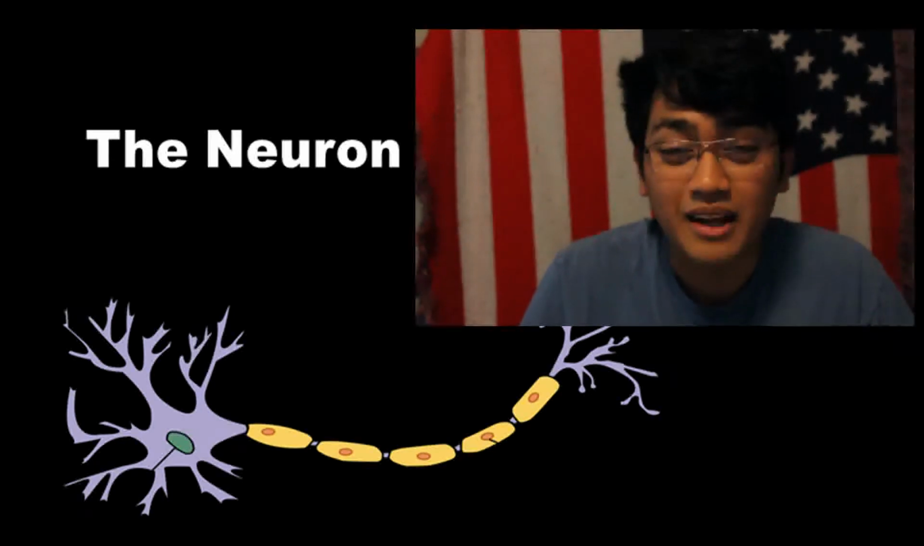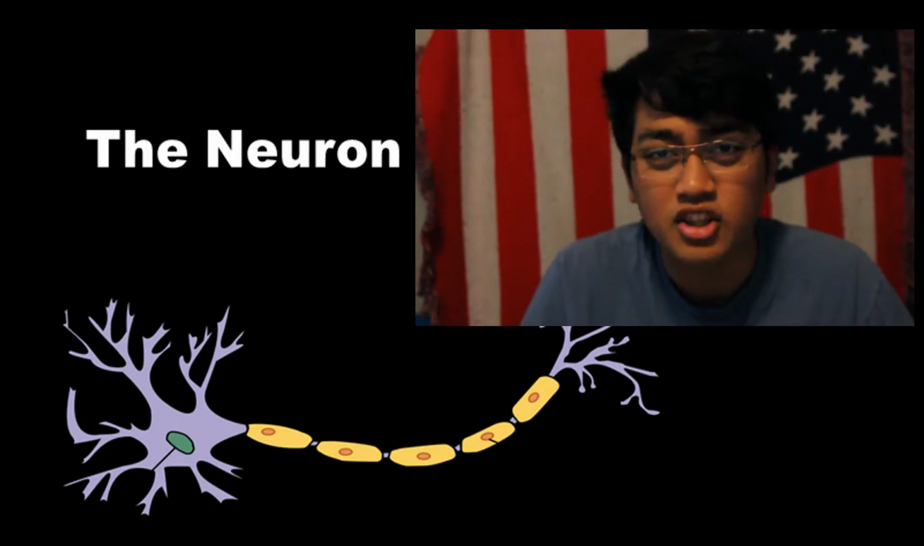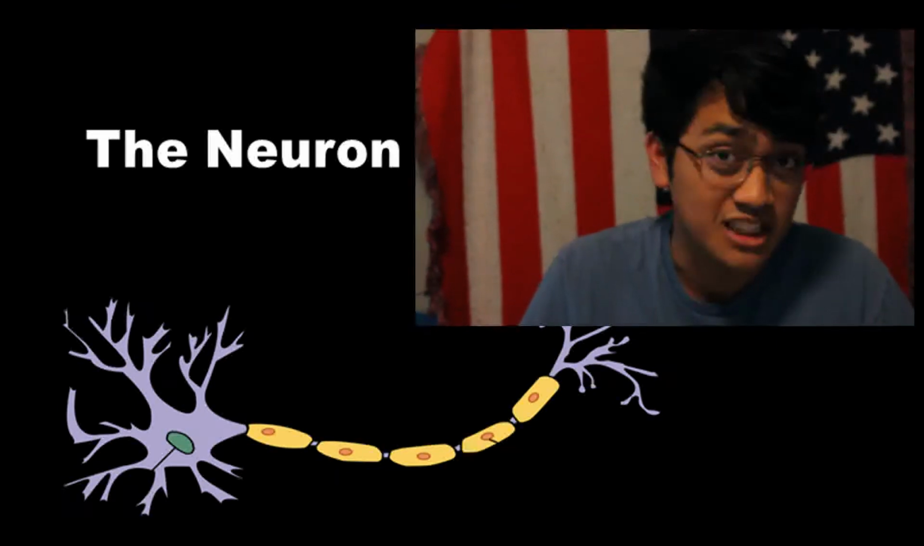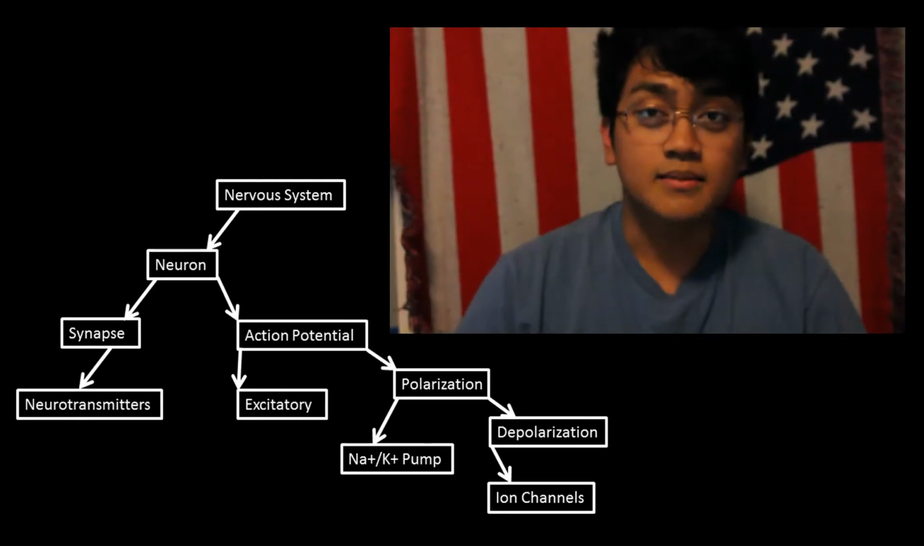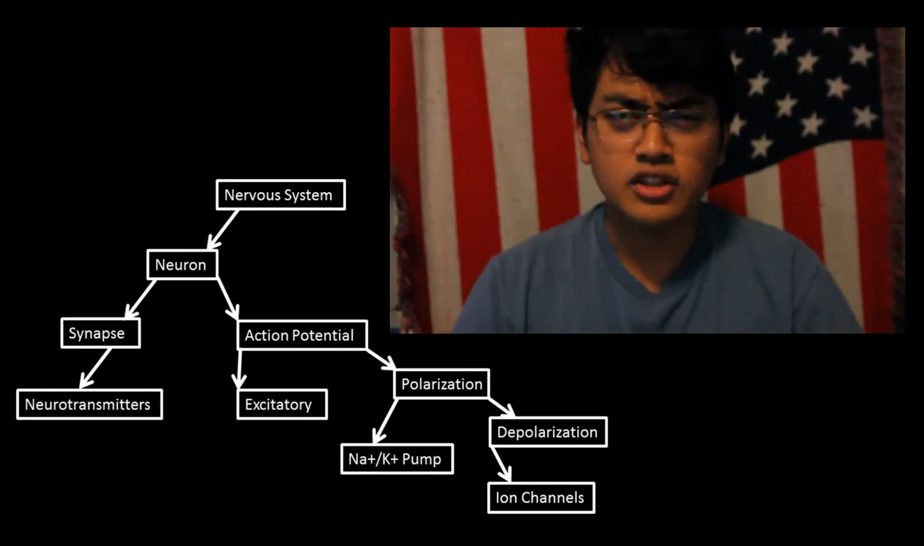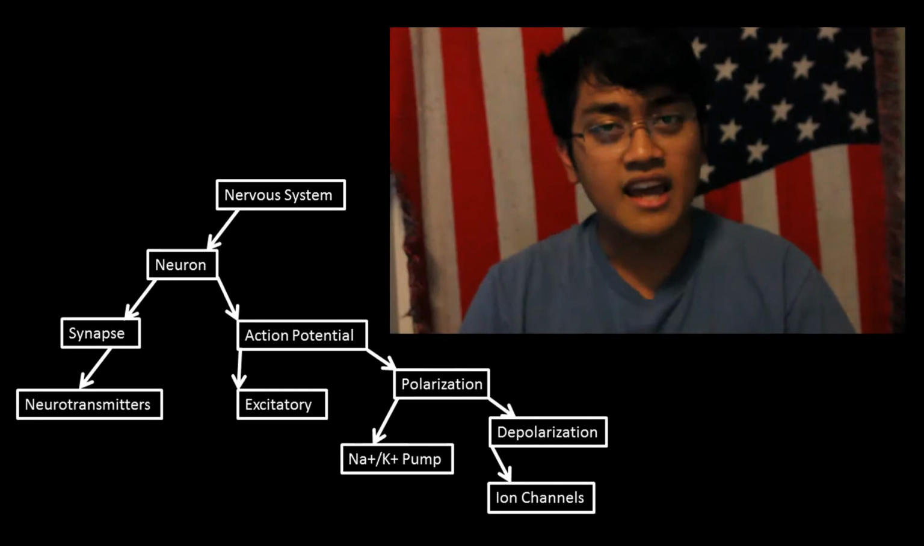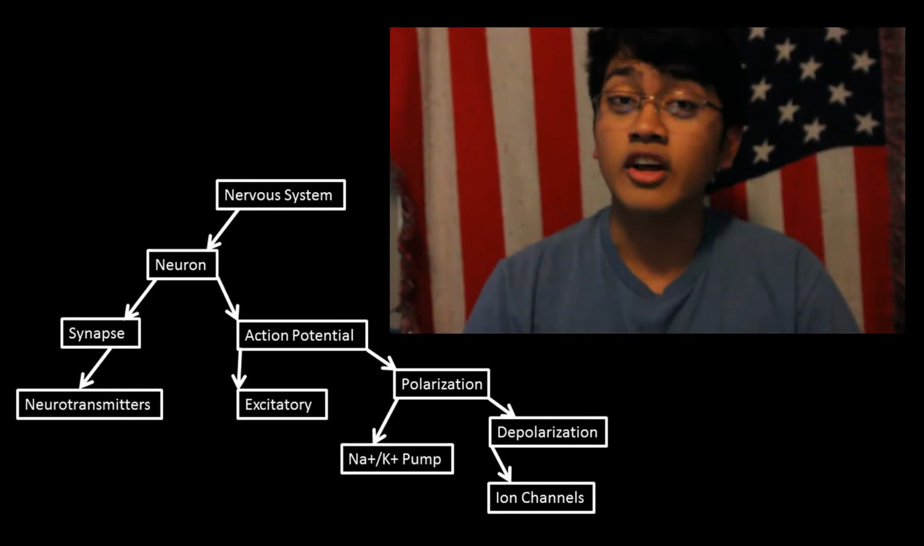It's Mr. Oculam here, and today on this podcast we're going to talk about the neuron, how it sends signals across synapses, and how they generate action potentials. In the nervous system, the main cells are the neurons. There are two important main ideas of the neuron: the synapse, the end of the cell, and the action potential, also known as the all or nothing response.